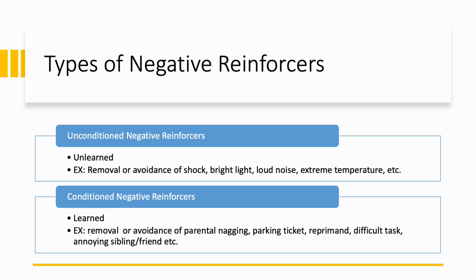Examples would be removal or avoidance of parental nagging, or of a parking ticket, a reprimand, a difficult task, an annoying sibling. These are different stimuli that were not aversive stimuli to begin with, but they gained their aversive value, or I don't know if that's the correct way to say it. They became aversive through pairing, over time.